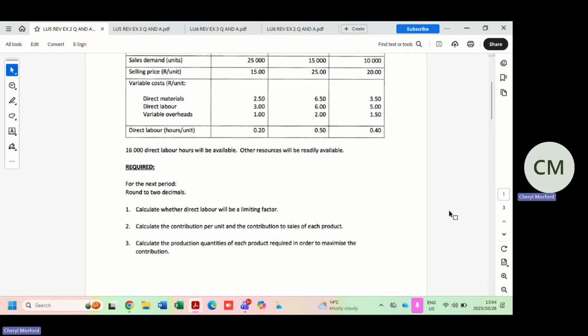Then, once we've done that, I've just put some questions in part 2, just to recap on the meaning of contribution, as well as something which people tend to overlook, the contribution to sales ratio. And then lastly, the reason for doing the question, we must find the optimal product mix. So how many units of the various products to make in order to maximize the contribution.